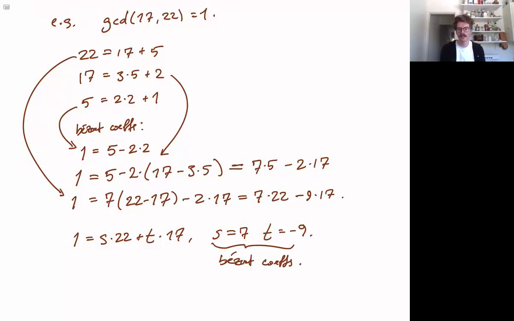And it's worth mentioning that there are going to be more than one pair of Bézout coefficients. There are going to be many ways to write these things, but you will always find one using this technique.